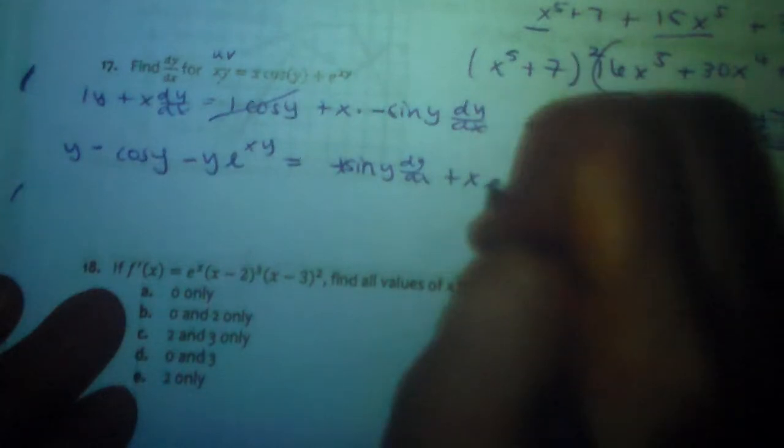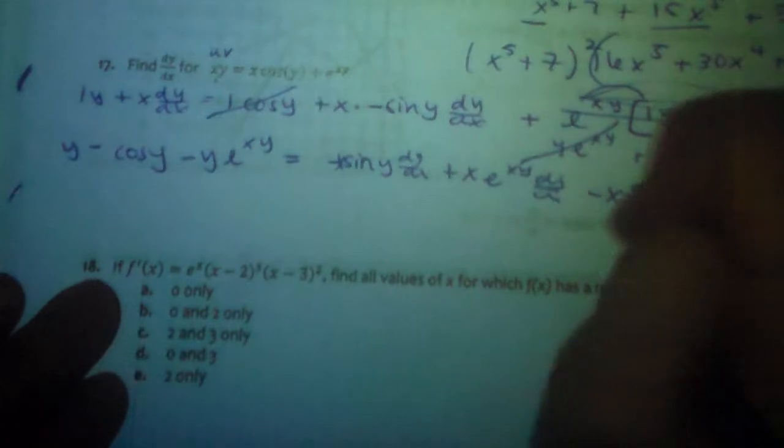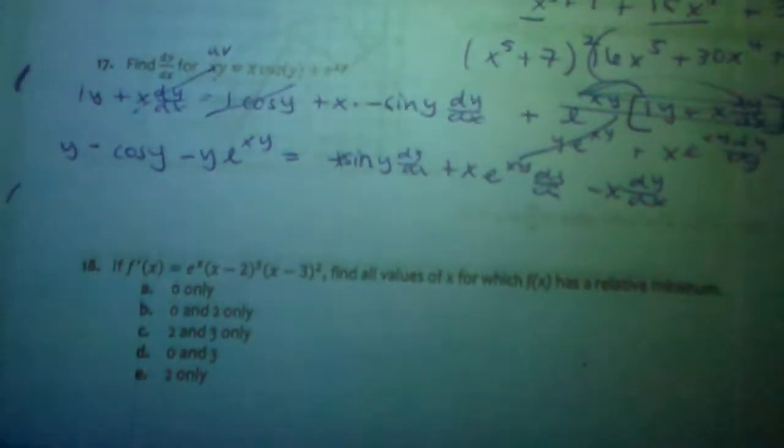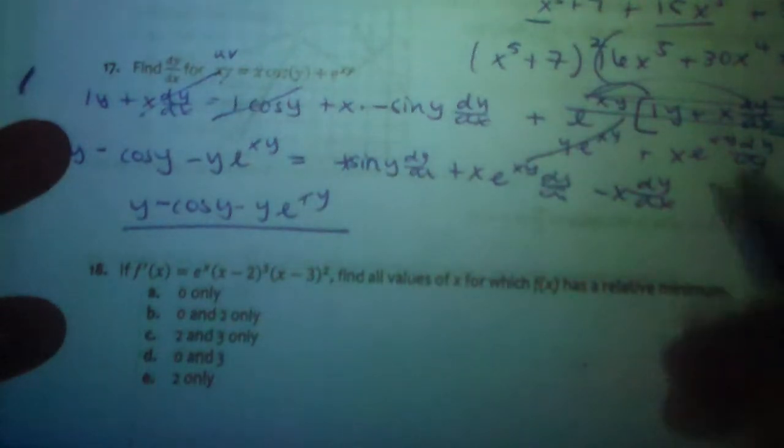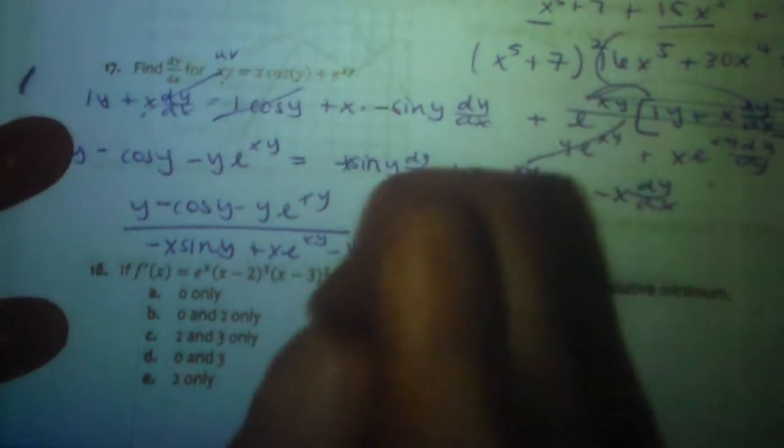Okay. Now I have minus x sine y dy dx plus x e to the xy dy dx, and I need to move this negative x dy dx over. I've moved that one over. Pull out dy dx. And when I pull out the dy dx, I will be left with negative x sine y plus x e to the xy and minus x, and that will be dy dx.